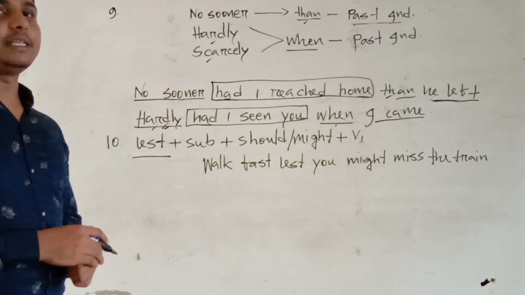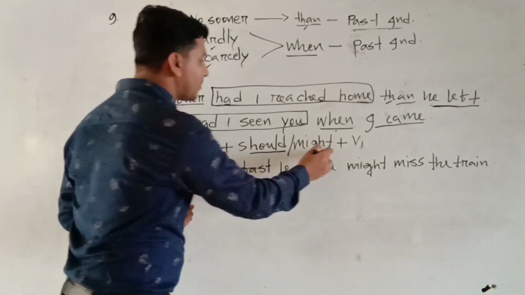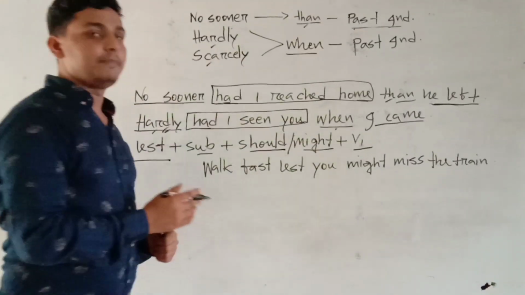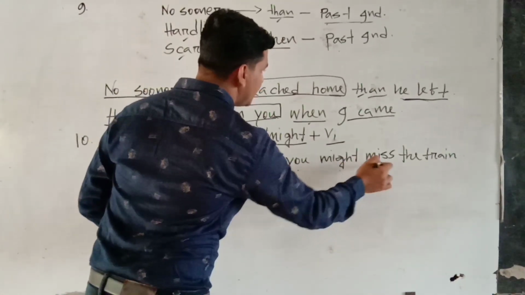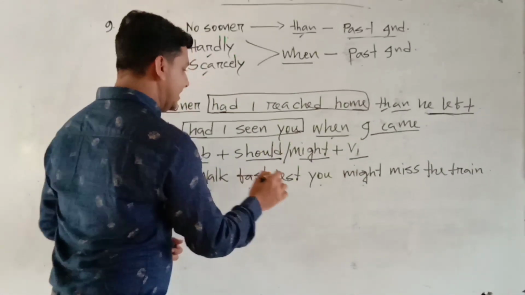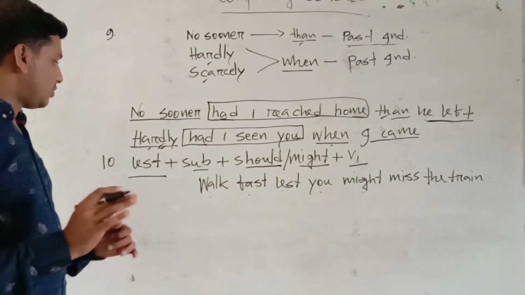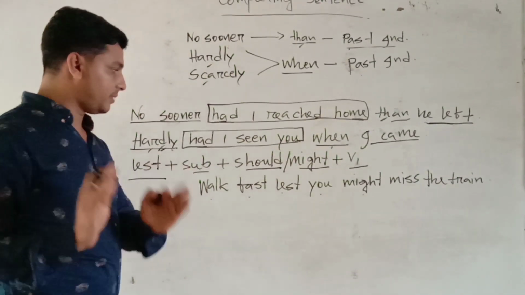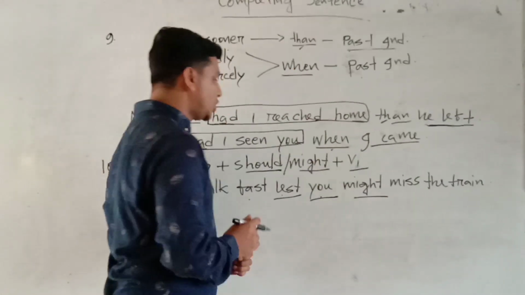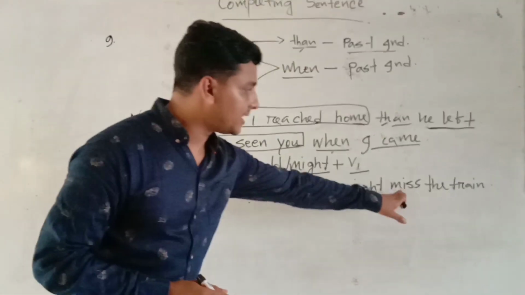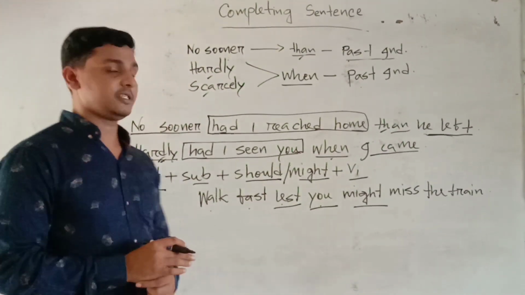Okay. After lest, there will be a subject. Then we will put should or might. The verb will be in the base form. Okay. For example: lest you should miss the train, or lest you might miss the train. Okay. This is the basic rule. What you should remember: after lest, there will be should or might, and the verb will be in the present form. And this thing you should remember to complete the sentence.